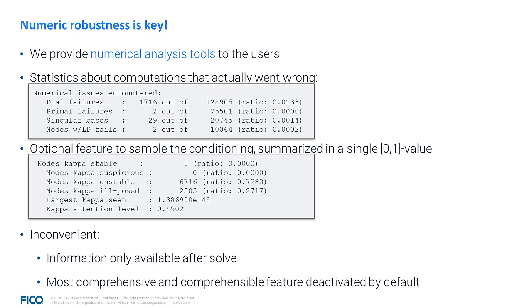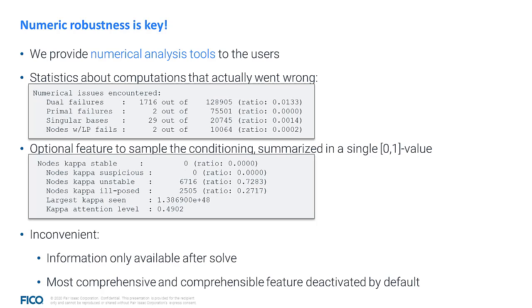However, there are intrinsically numerically challenging problems where you cannot resolve such issues in advance by scaling, and users want to get informed about this. Here you see two examples of information you get from the solver for a relatively badly behaved instance. The first is a summary of errors that occurred during the solve. The second is an optional feature that samples the conditioning of subsystems that you solve during the optimization and compresses them into a single 0-1 value, the attention level. We usually tell our users that values larger than 0.1 indicate that numerics might become an issue for the model at hand. There are two inconveniences here.